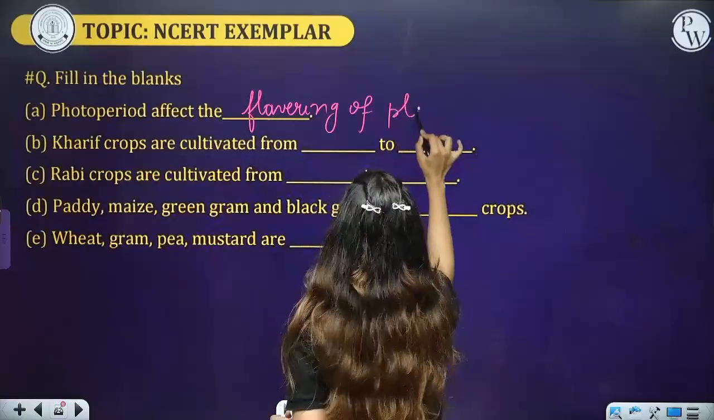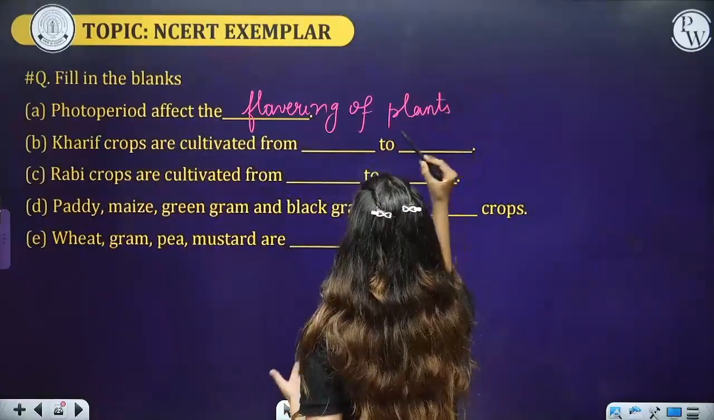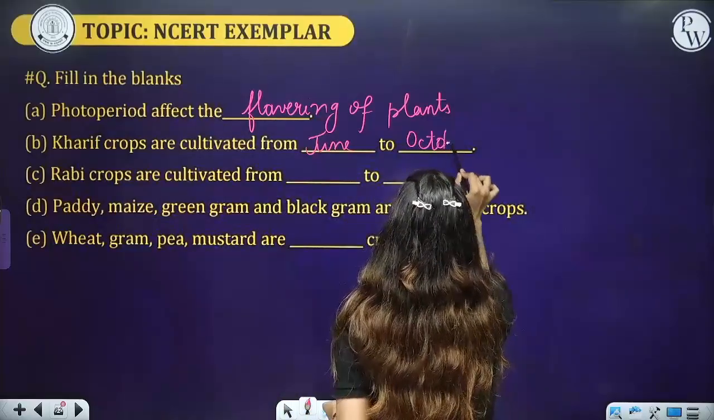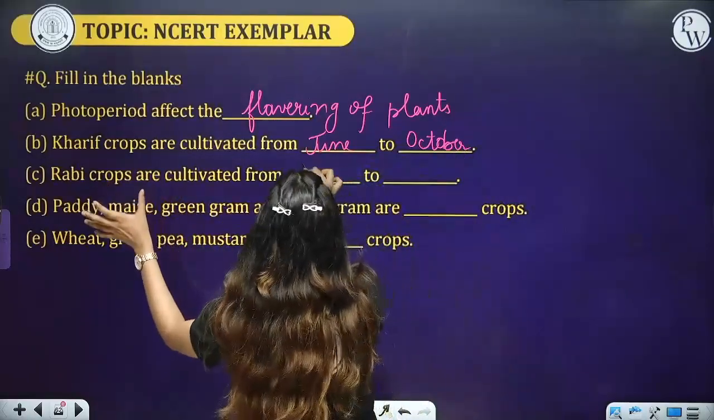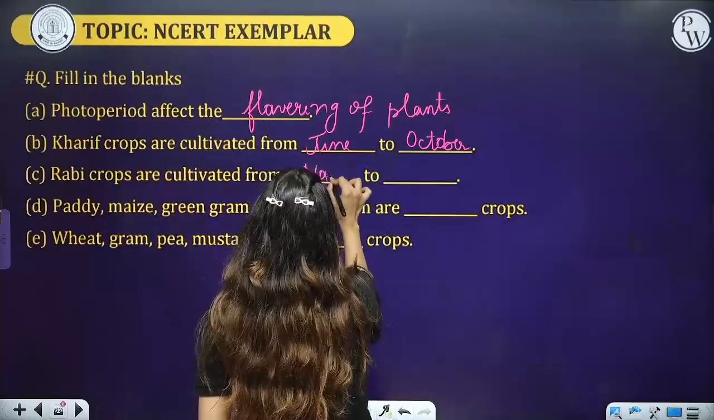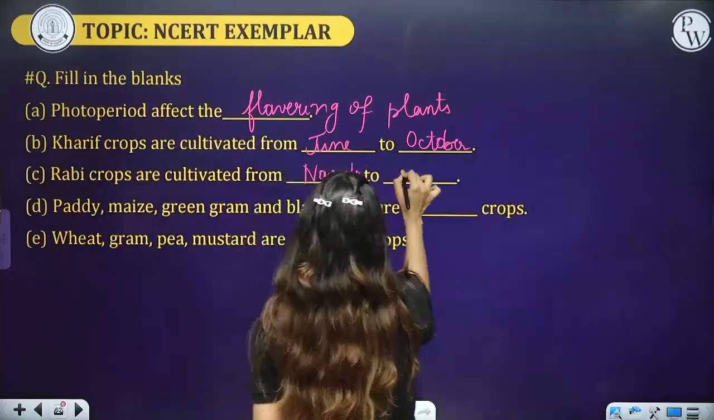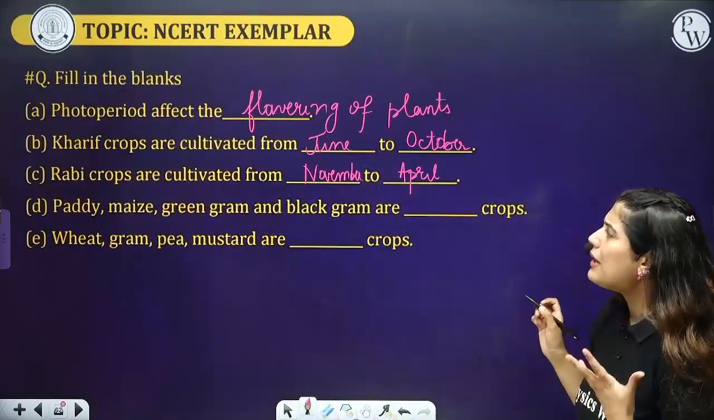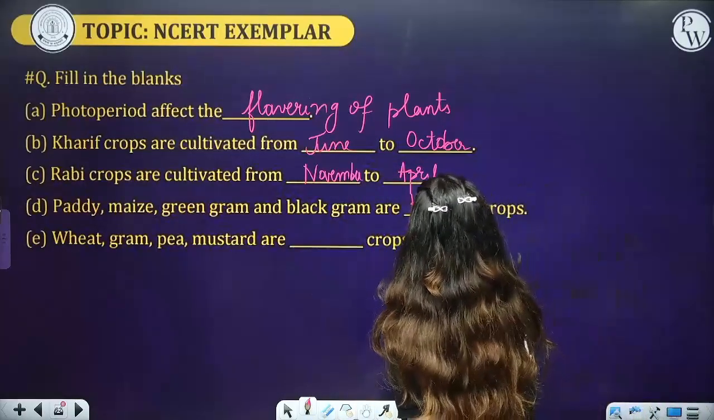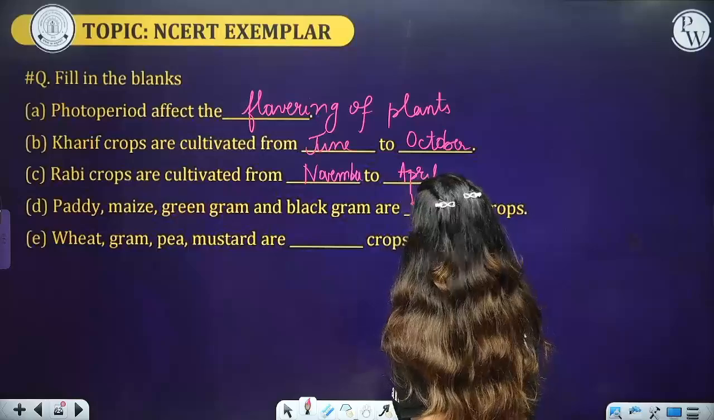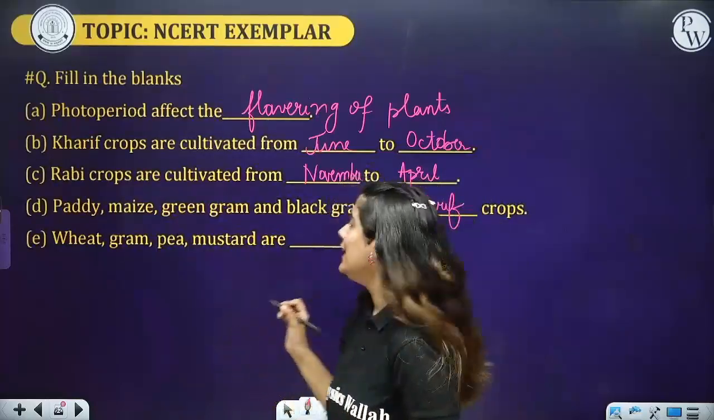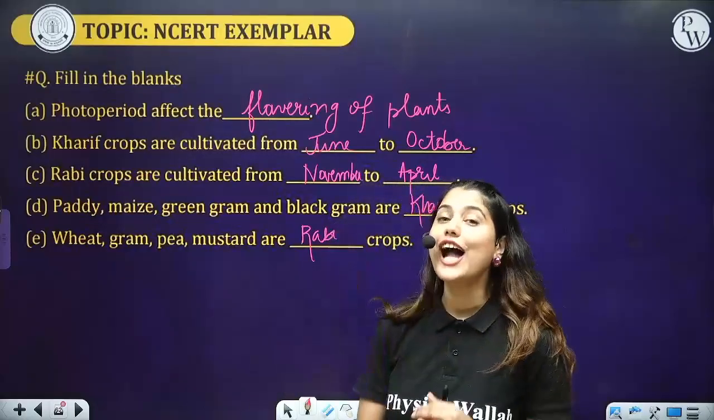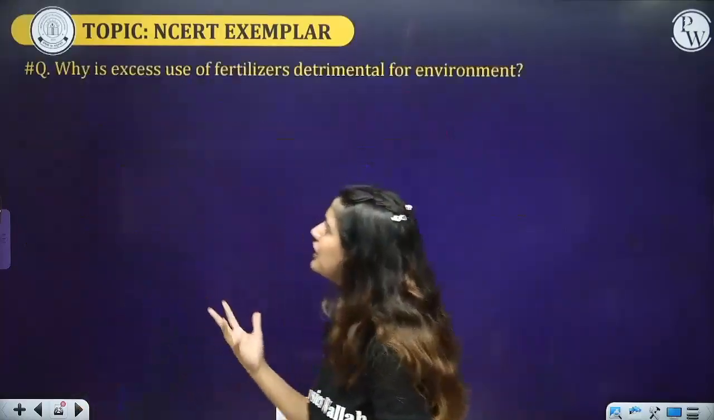Next we have kharif crops. They are grown from the June to October month. Then we have the rabi. Rabi crops are grown from November to somewhat April. Paddy, maize, green gram and black gram, we know they are kharif crops. And lastly, the wheat, gram, pea and mustard, they are rabi crops, right? That was about the fill-ups. Let's move to the other question.